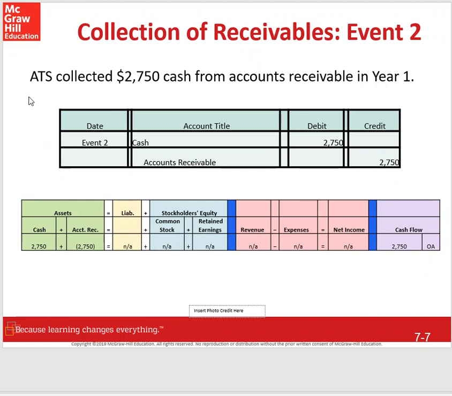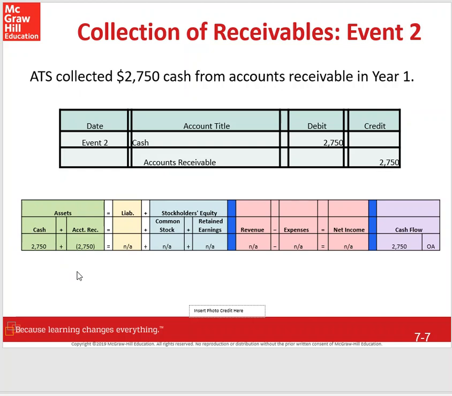Then, event 2, ATS collected $2,750 cash from accounts receivable. So now the customers have paid us part of what they owed us, right? So we're debiting cash and we're crediting accounts receivable. So cash is going up, accounts receivable is going down, and we have $2,750 of OA, operating activity cash flow. But what we're looking at here is an asset exchange, right? What's the remaining balance in accounts receivable?